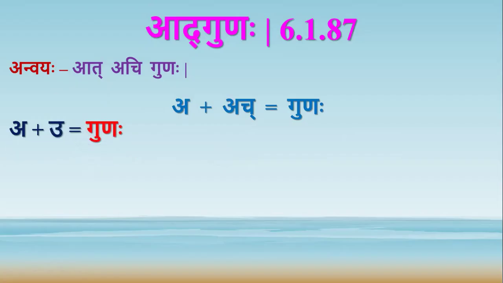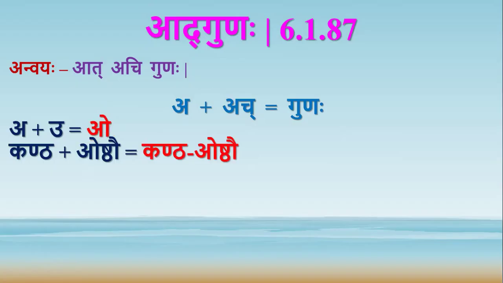Similarly, A plus O is equal to Gunaha is what we know from the Sutra Ad Gunaha. The Ucharana Sthana of A is Kanta, and that of O is Oshtav, the lips. So the Ucharana Sthana of O is Kanta Oshtav. So A plus O is O.